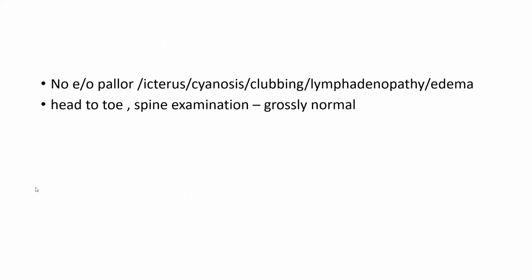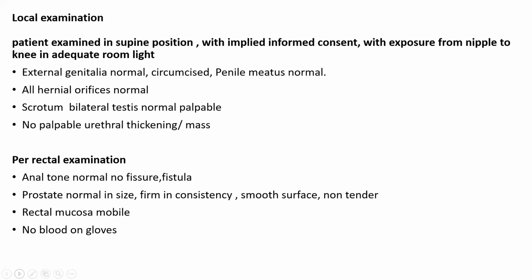So there's no significant finding on the general examination. On local examination, external genitalia is normal. Patient is circumcised. Penile meatus is normal. All hernial orifices are normal. Scrotum, bilateral testis normal, palpable, non-tender. No palpable urethral thickening or mass.